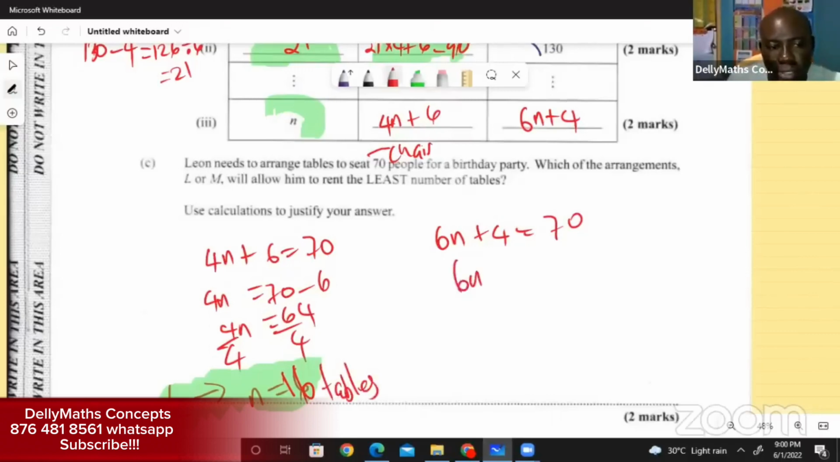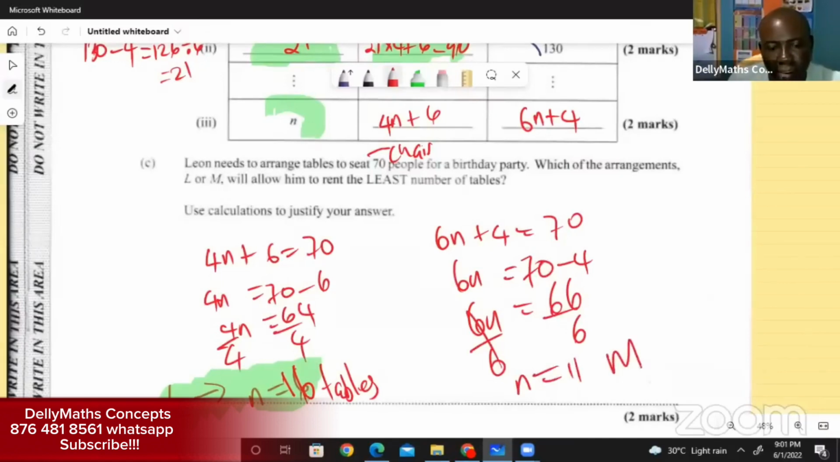Let us work out this one. 6n is equal to 70 minus 4. 6n is equal to 66. See there? This is 11. All right? So we're seeing where n is equal to 11. And this is the M arrangement here. So we need 11 tables.